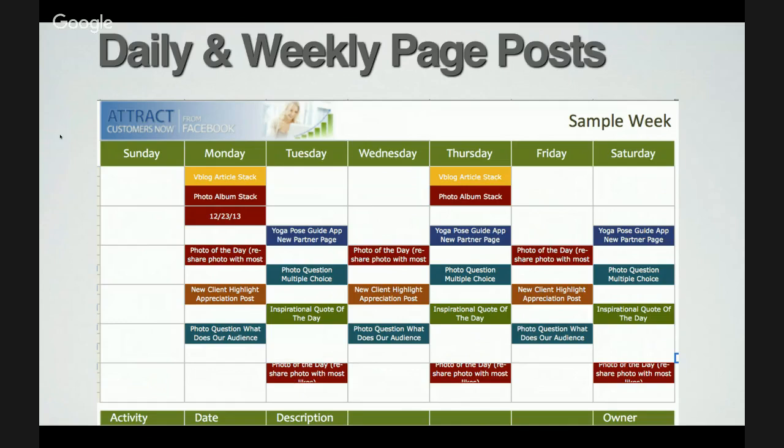I'm giving this to you so you can see a good example of what a very, very large active Facebook page posting is like. On Monday we start out with our blog and we do the photo album stack. Then a little later on a Monday, we do a photo of the day, so we share a photo of one of our fans. A little bit later, we do a new client highlight appreciation post. A little bit later, we'll do a photo question, or we'll post a photo that has an inspirational comment on it. So that's an example of what we do on Monday.